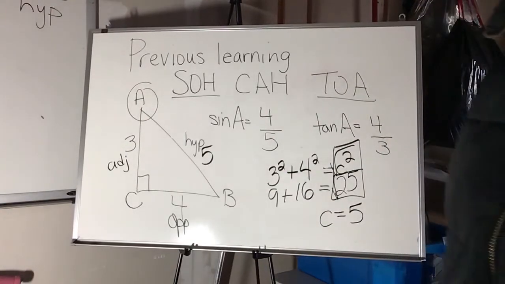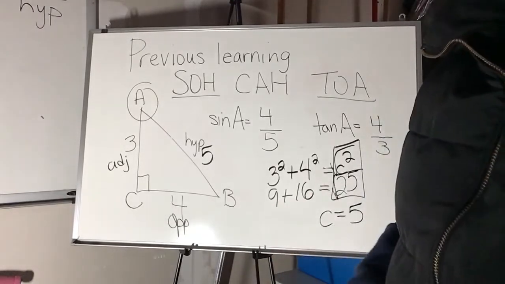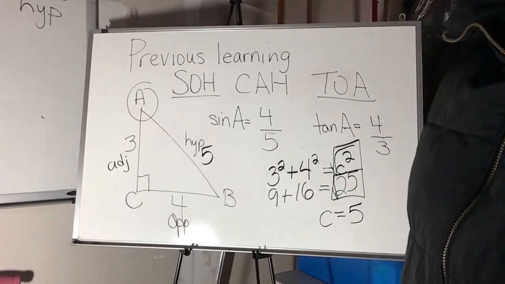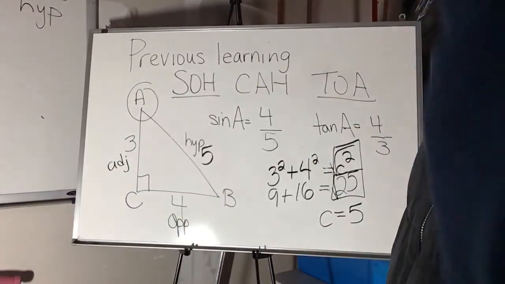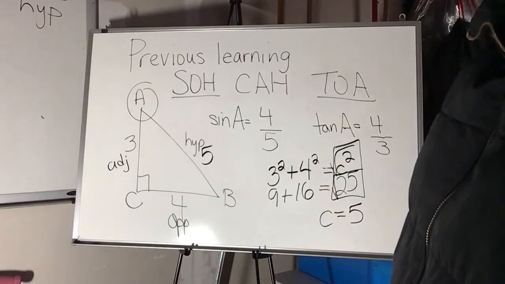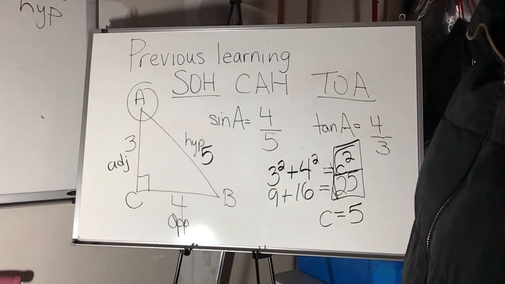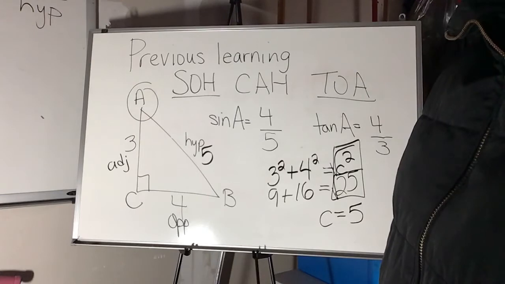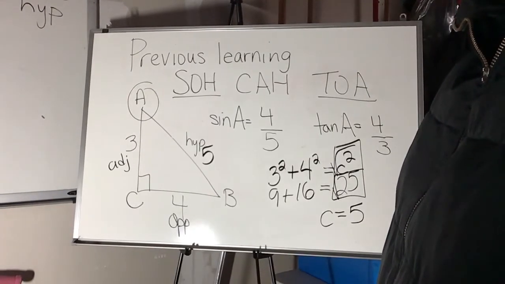Please keep in mind there will be times when you will need to use these ratios as decimals. So just know that 4/5 can be divided out and changed to 8/10. 4/3 can be divided out and changed to 1 and 3/10 repeating. So if you need to do that, that's always an option.